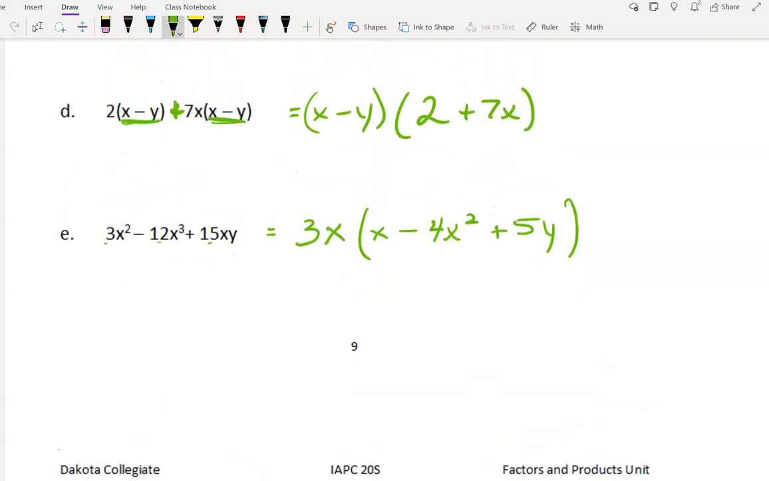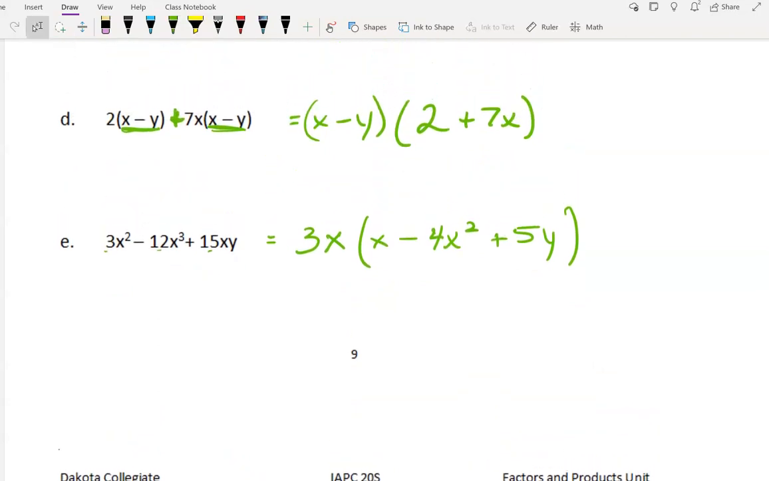All right, that's a shorter lesson. I'd like you to try exercise 4. Okay, you'll be doing lots of common factoring, so make sure you get used to it.